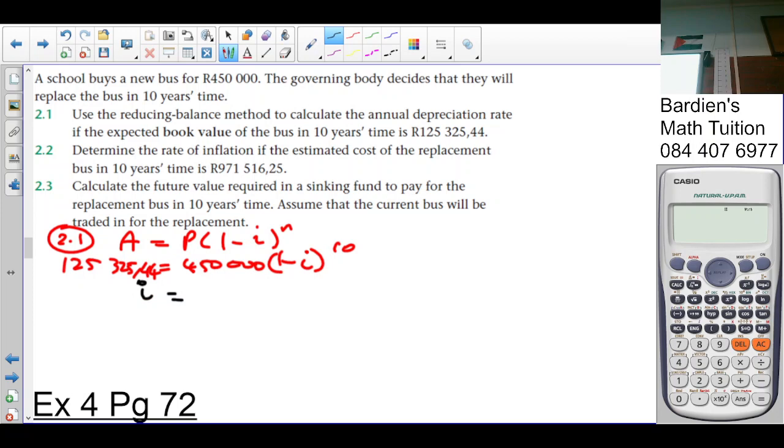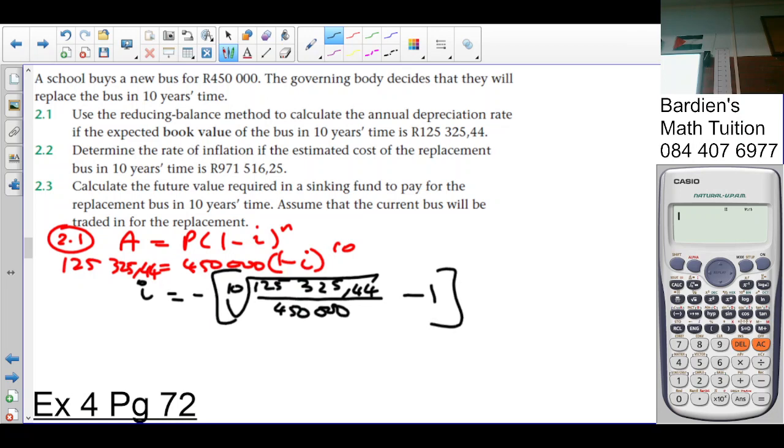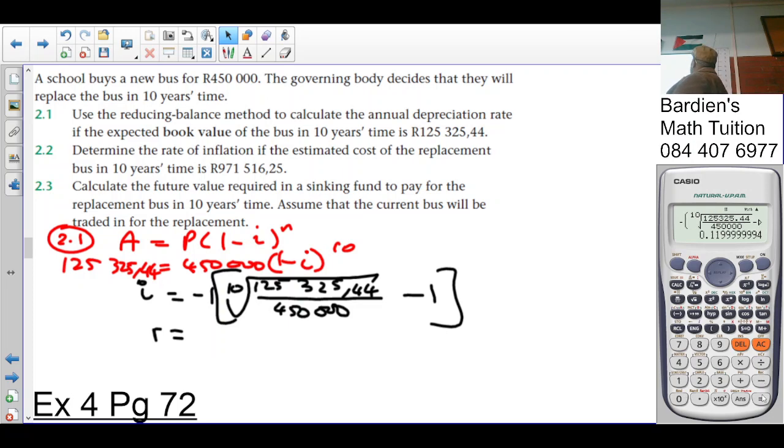So i is simply the 10th root of 125,325 and 44 cents, which was divided by 450,000, then minus 1, divided by negative 1. Then I multiply by 100 to get the rate. Okay? Negative, open brackets, the 10th root of 125,325 and 44 cents, that's over 450,000, minus 1. We multiply by 100. We have a rate of 12%.